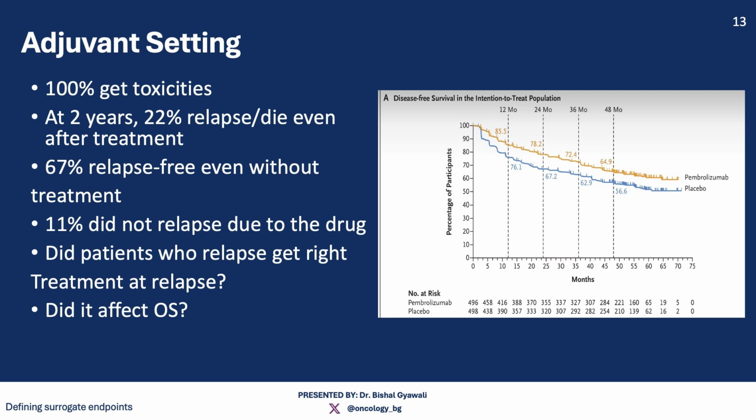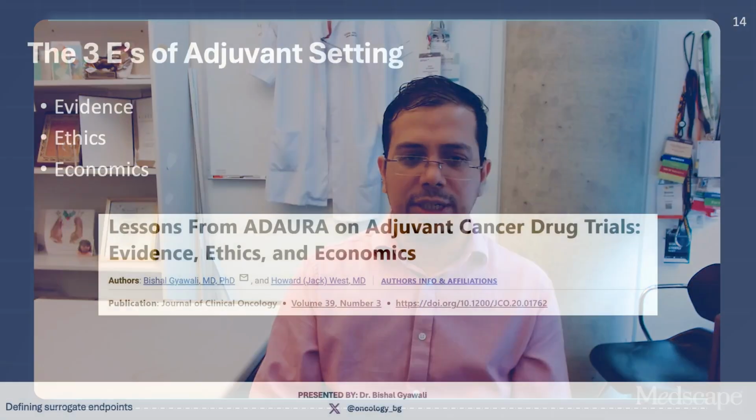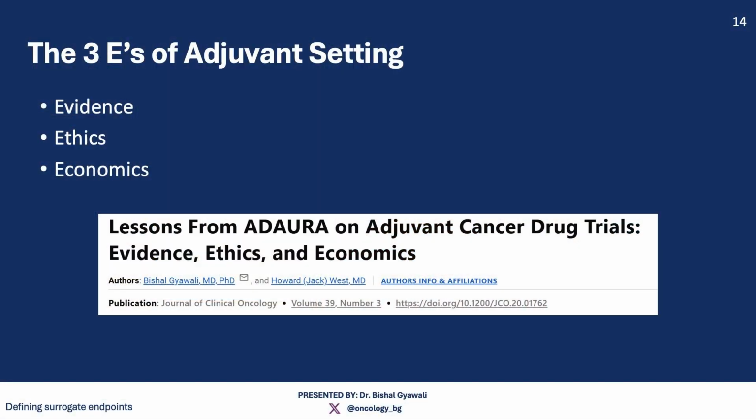And again, in this situation, we should also ask whether the patients who got placebo in this trial actually received the drug when they relapsed and how it affected overall survival. So especially for the adjuvant setting, we had this publication where we advocate using the approach of 3 E's: evidence, ethics, and economics, to decide whether or not treating all the patients upfront on the basis of DFS or surrogate endpoints is better than treating only the patients who relapse at the time of relapse.